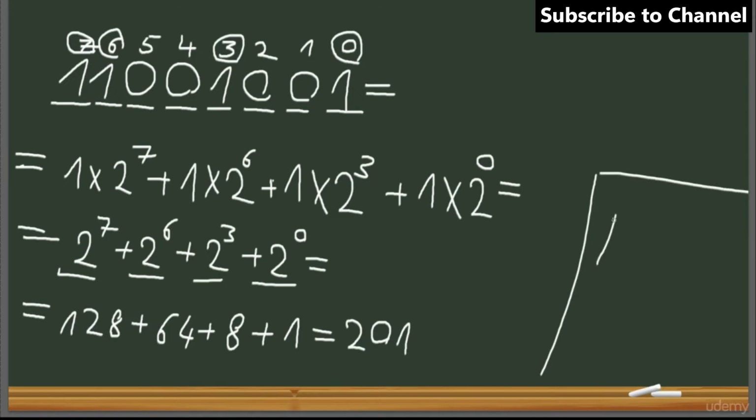Keep in mind that anything to the power of 0 equals a 1. So for example, if we have 99 to the power of 0, it's going to return a 1. And if we're going to do 5 to the power of 0, it's still going to be a 1. A common mistake that people do is they write these exponents starting from 1. If you want to have a correct result, we need to start from 0.